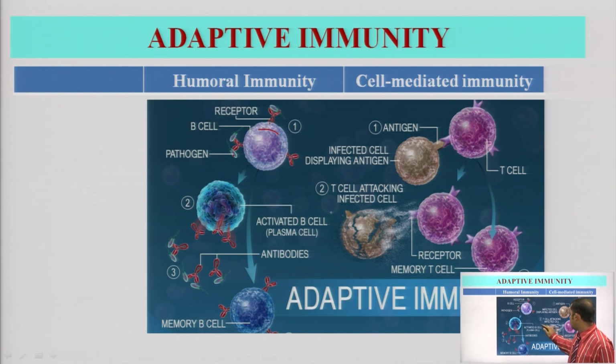In the second case, B cells will get activated, plasma cells and lots of antibodies will be generated, and from the memory cells antibodies will come into the picture, in this case in humoral immunity.